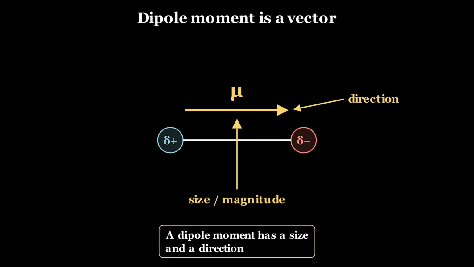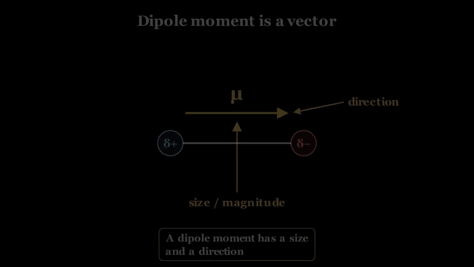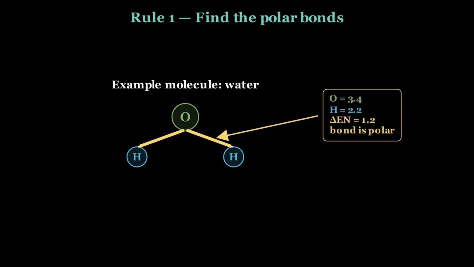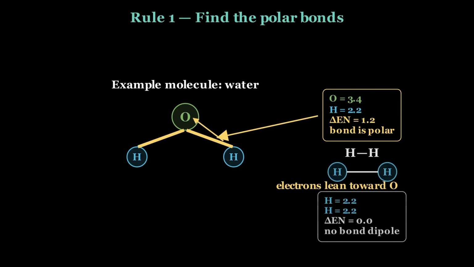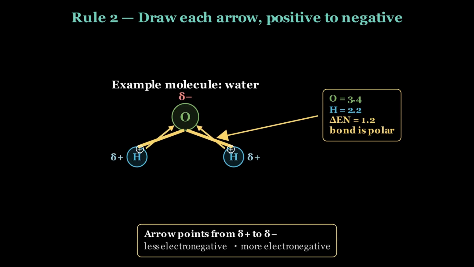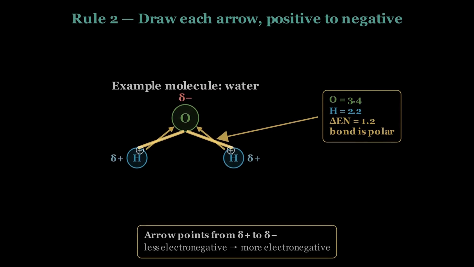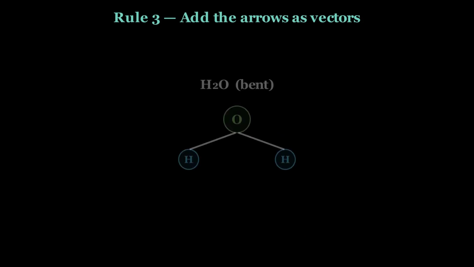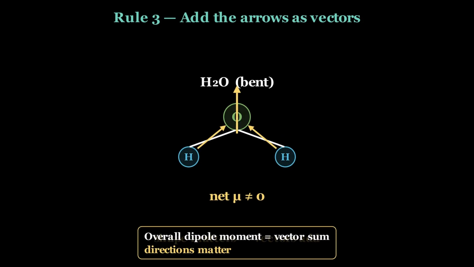There are some rules in finding the dipole moment of a molecule. Rule number one, find the polar bonds. For each bond, look at the electronegativity difference between the atoms in the molecule. If it is non-zero, one of the atoms in this bond is slightly electronegative and the other one is slightly electropositive. Rule number two, draw an arrow from the positive atom to the negative atom. Rule number three, add these arrows as vectors. The molecule's overall dipole moment is the vector sum of all of its bond dipoles.